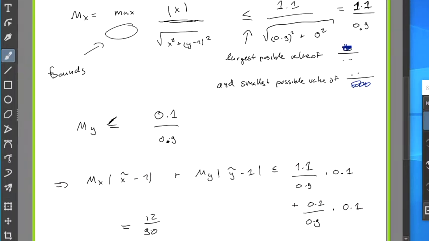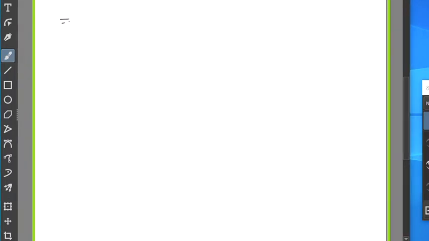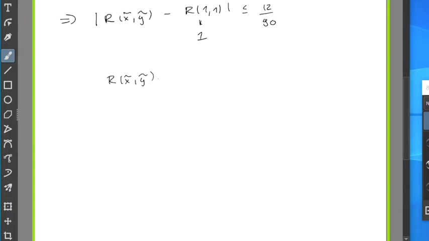So in the end, we then get that the value for the radius of the circle is closer to the value that we measure than 12/90ths. And this thing is equal to 1. That we can obtain by simply inserting 1 into our expression. So the final answer is that the radius of the circle is equal to 1 plus minus some error, which is not larger than 12/90ths.